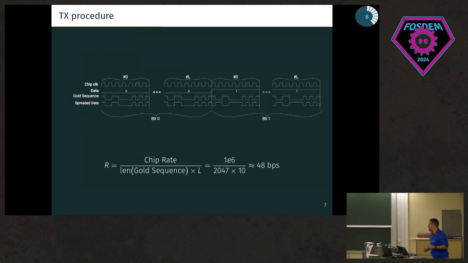So here I describe a bit the process of the TX, of the spreading. You have a chip rate which is much higher than the data rate. As I said before, this is 1 MHz. And you just perform the XOR of the Gold sequence with the initial data to produce a pseudo-noise sequence that is quite higher in bandwidth.